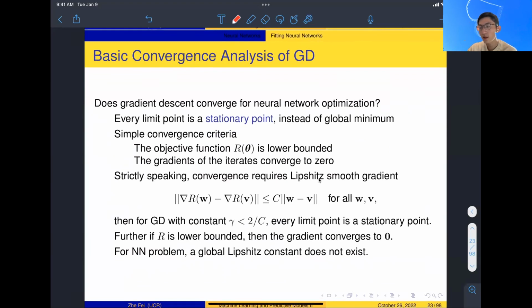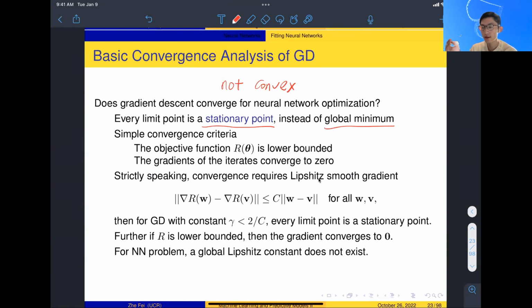So here are some required conditions for your gradient descent to converge. In other words, your algorithm could converge to at least a stationary point. But especially when your original problem is not a convex problem, if it's not convex, then you may not get the global minimum solution, but a local minimum.